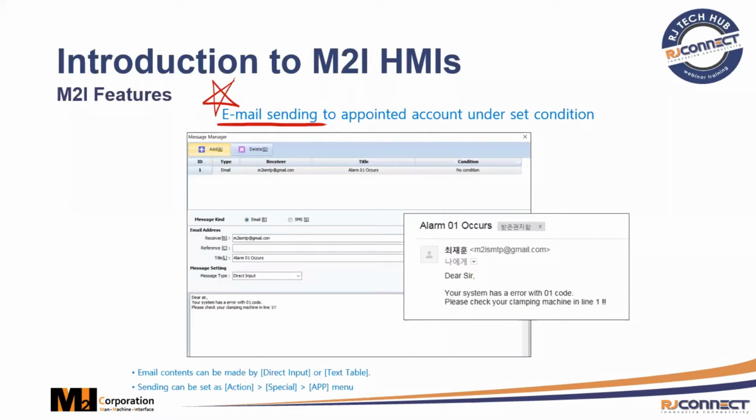Email sending by appointed account under set conditions. So you could set conditions or specific alarms to email a specific recipient. This can be done either by direct input, so you could type your own little message in the alarm setup, or you could use a text table which can be used to trigger from a specific event like an alarm or a specific error that came up during the process.